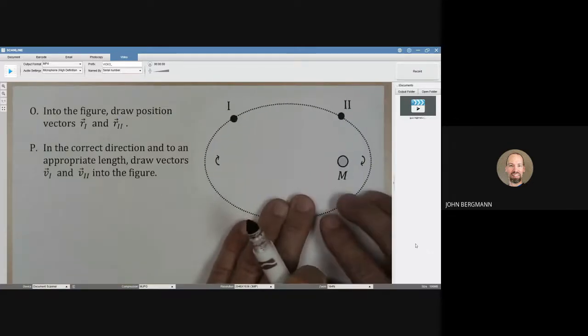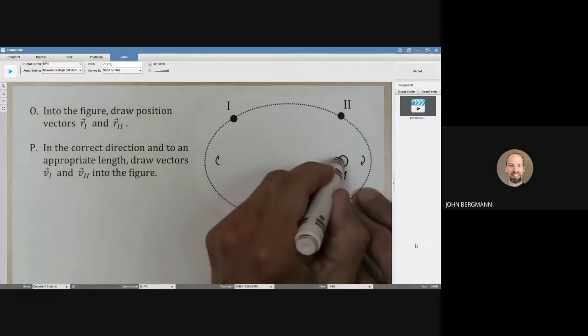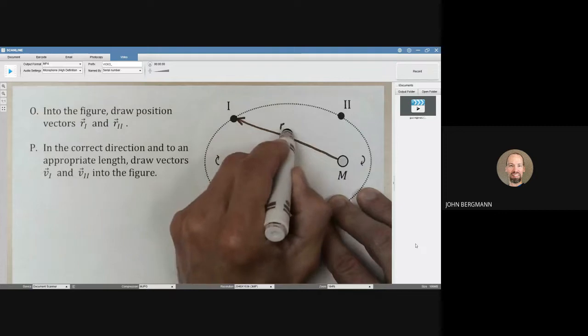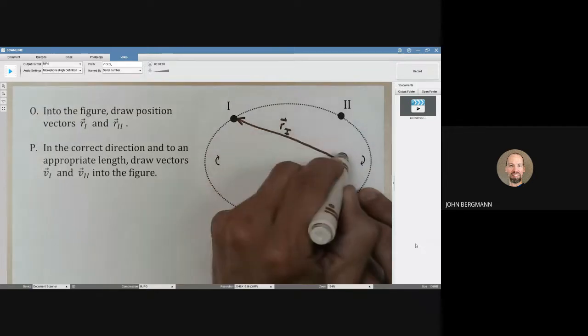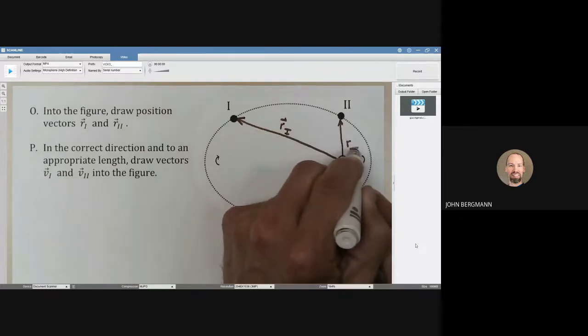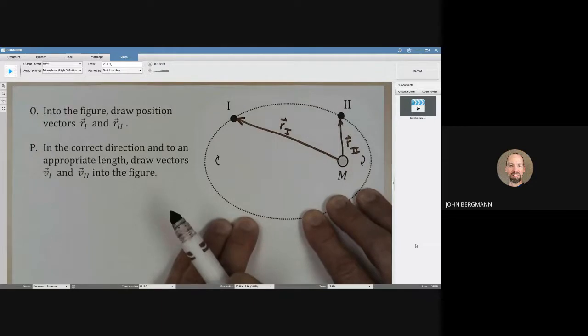We've been asked now to draw position vectors R1 and R2 into the figure, so let's do that. There's position vector R1, and here's position vector R2. It starts at the star and goes to the planet and points at the planet.